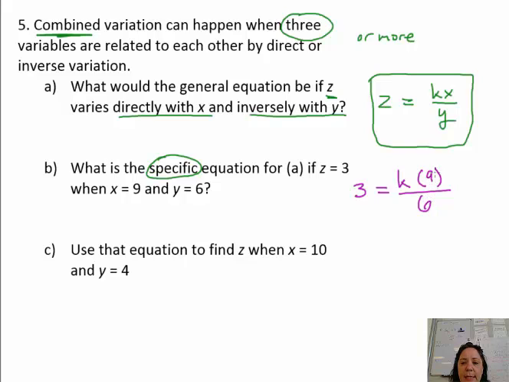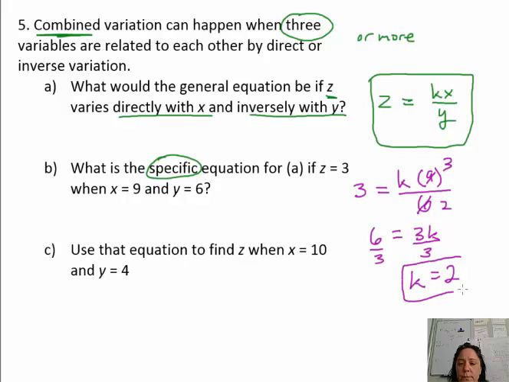Well, we're going to use my fancy canceling. 9 has 2 factors of 3, and I can cancel one of those factors of 3 with one of these factors of 2. I'm going to multiply this whole equation through by 2 so that I get 6 equals 3k, and I'm going to divide by 3, and I get k is equal to 2. If k equals 2, then my specific equation is going to be z equals 2x over y, because that tells me that k, my constant of variation, is 2.